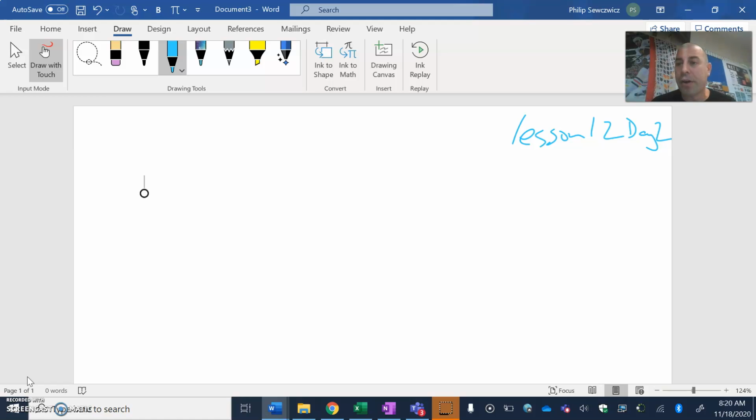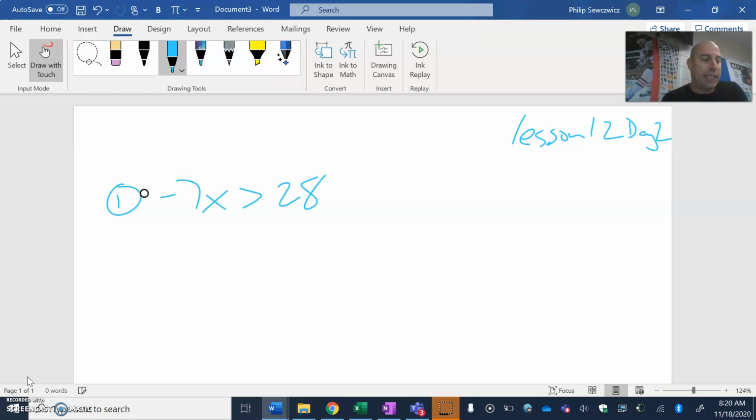If you need more of a refresher, go back and hit the play button again, or at least look at what you've written down. Okay, let's look at question number 1. It says negative 7x is greater than 28. So we're using our solving equation skills just as if that was an equal sign there, even though it's an inequality. We're still going to start on the side with the variable. We're going to get that x all by itself. So we are going to divide both sides by negative 7. Again, to undo multiplication, we do division.